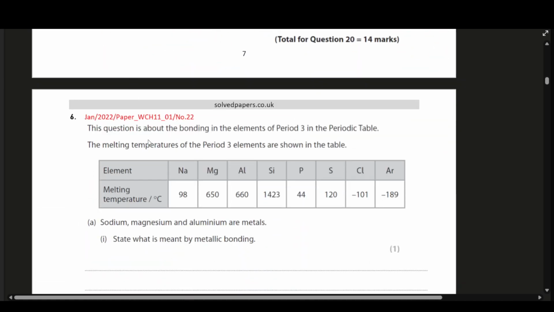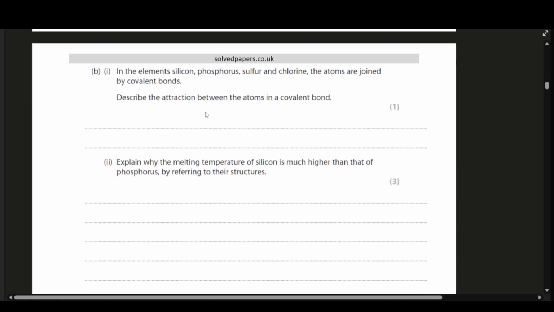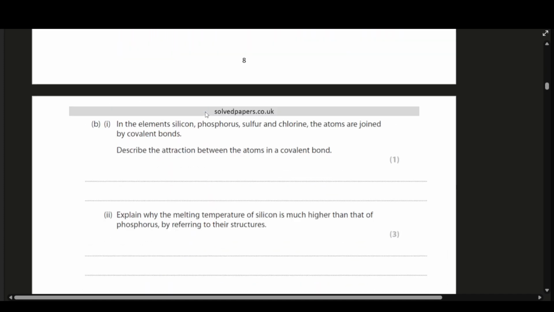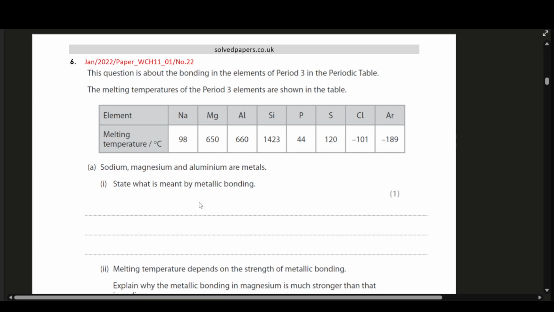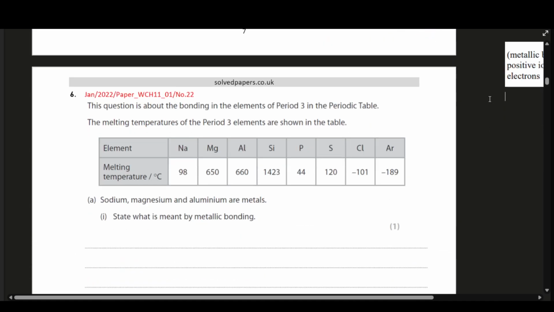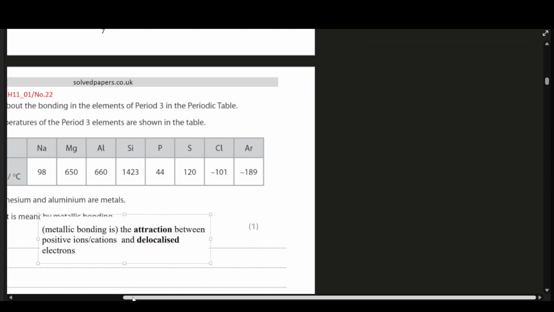All right. Now the question here is about the bonding in the elements. They say this is a big one, basically, and this will be the last one. State what is meant by metallic bonding, they say. They told you what is meant by metallic bonding. Now, in order to solve this, check this out. This is the answer.